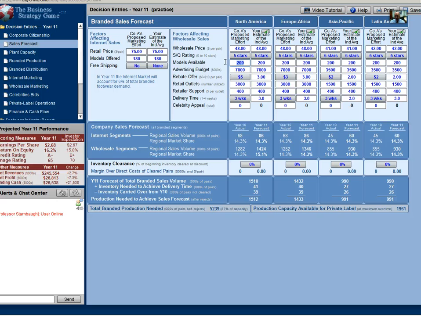For example, watch what happens to the demand. 1424 here, if I go to 500 models, 1850. So I added 400,000 to my demand. So now let's go back to the 200. Okay, back to the 1424. What if I cut my price by $4?